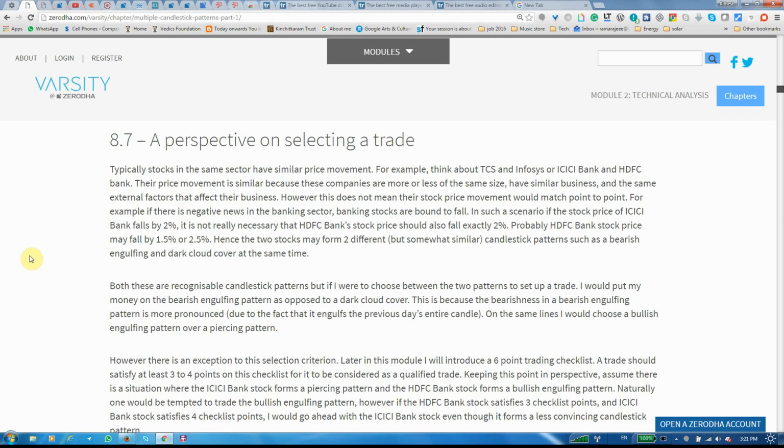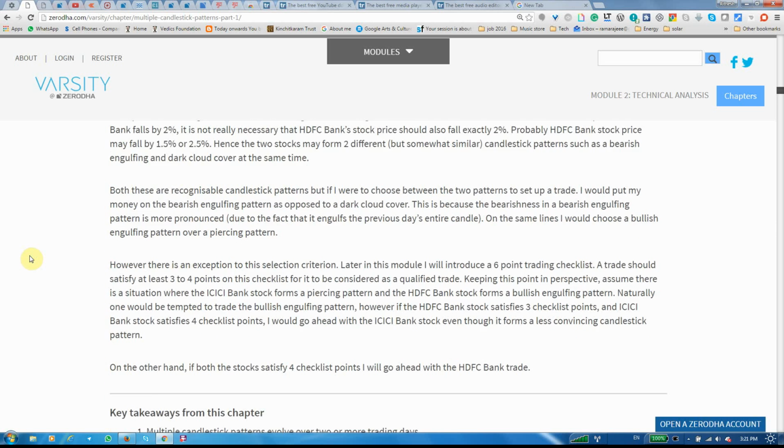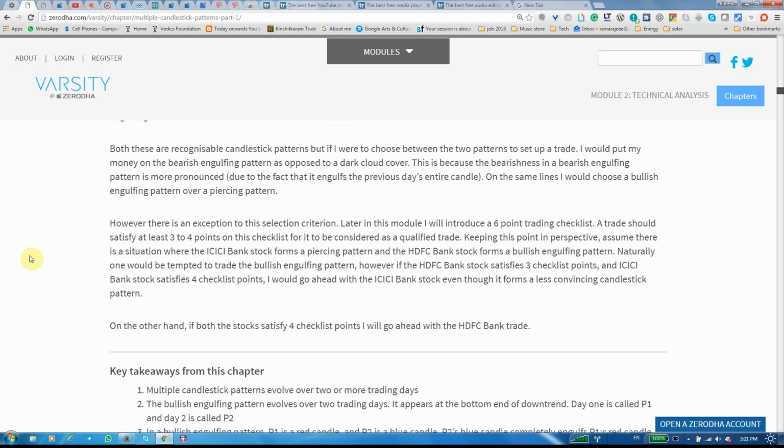Both these are recognizable candlestick patterns, but if I were to choose between the two patterns to set up a trade, I would put my money on the bearish engulfing pattern as opposed to a dark cloud cover. This is because the bearishness in a bearish engulfing pattern is more pronounced due to the fact that it engulfs the previous day's entire candle. On the same lines, I would choose a bullish engulfing pattern over a piercing pattern.